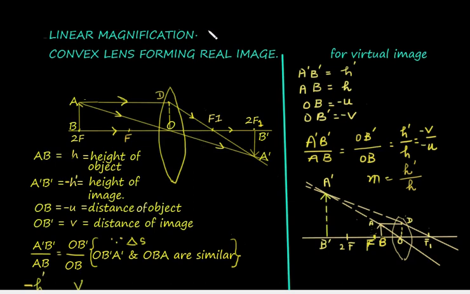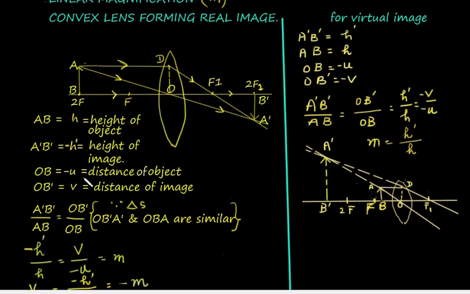As per definition, linear magnification m is the ratio of the height of the image to height of the object. It can be shown that it is equal to v by u. Let us see that A dash B dash by AB, that is height of the image by height of the object, is equal to OB dash by OB. This is because the triangle OB dash A dash is similar to the triangle OAB. Substituting for these quantities, we get negative h dash by h is equal to v by negative u.